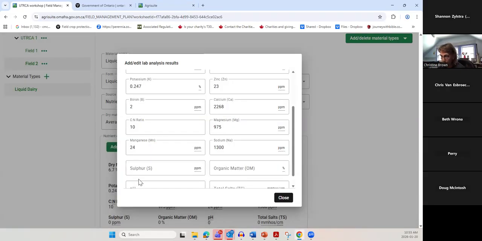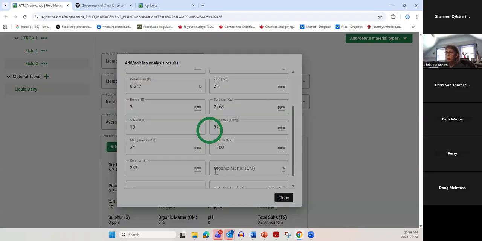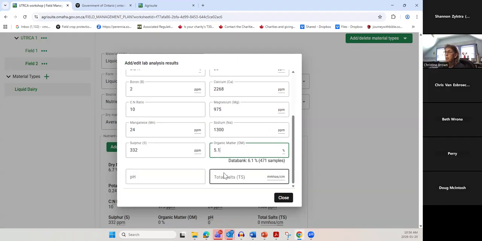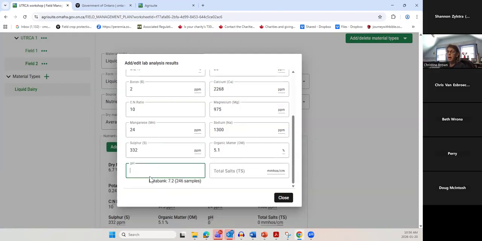Sulfur is one that we're suggesting people test for, just because fertilizer companies are saying, oh, you need sulfur for your crops. And so we might as well take advantage of what the manure is providing. Having said that, that sulfur is an elemental form, which is a slow released form. Organic matter in this case is 5.1, which doesn't seem very high, but because it's liquid manure at 6.7% dry matter, you wouldn't expect it on an as-is basis to be very high.